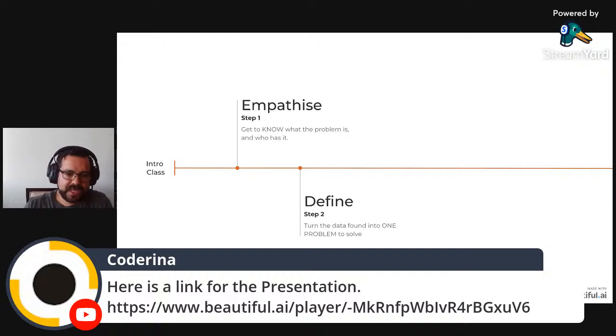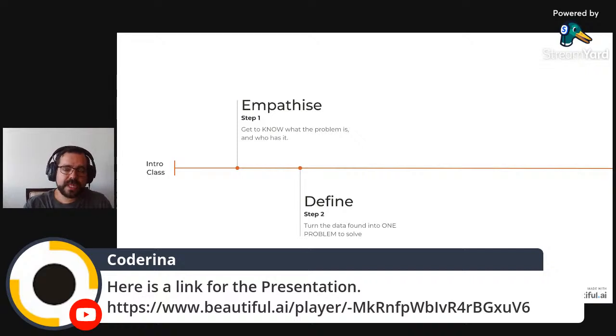After that, we go to step two, that is define. With all the data that we gather from the user, the people who are having the problem, we find one problem that we can define in one line, and we're going to work with that. The problems are usually big. They have a lot of parts. They have a lot of situations.